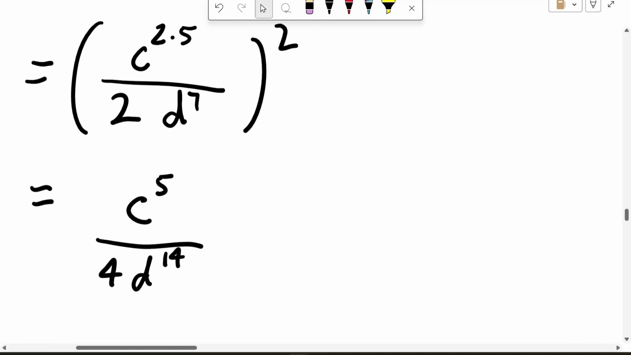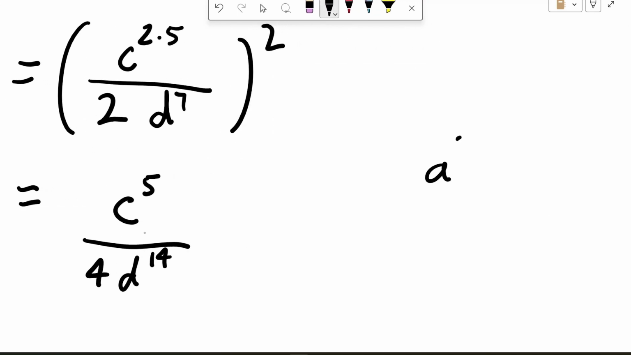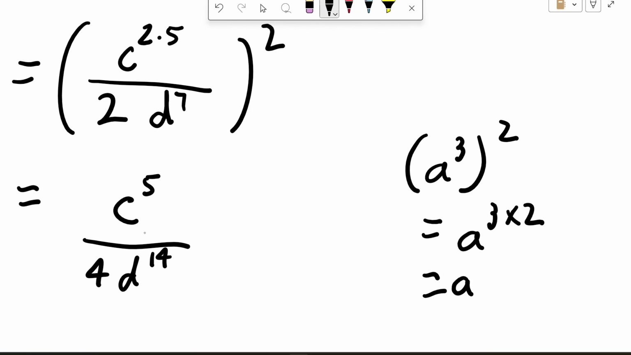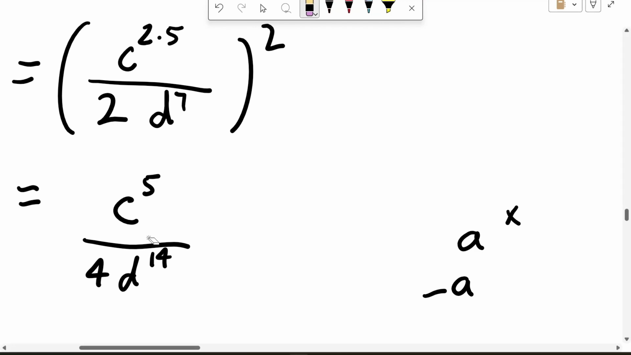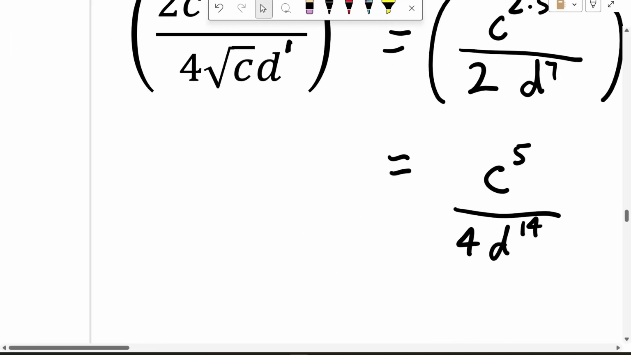So in particular, if you think about something like a cubed squared, that rule would be a to the power of 3 times 2, which is a to the 6. So it's a rule like that that I'm using to deal with those powers in there. All right, next one we have.